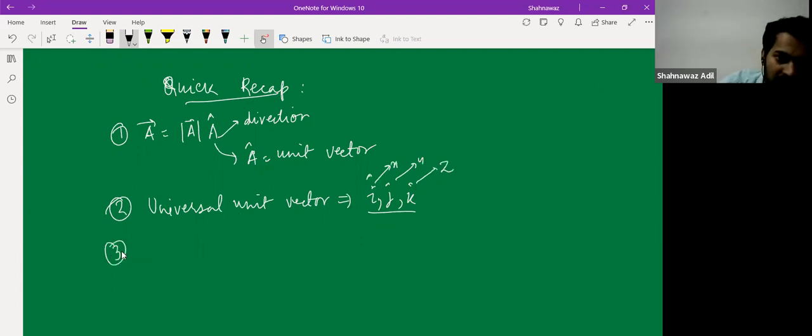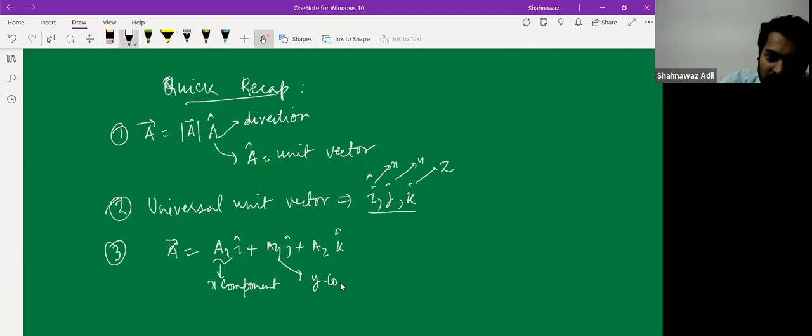And thirdly, we learned that we can write any vector in the form of the components of these three vectors. So this is AxI, AyJ and the third one is AzK. So this is the X component of the vector. And this was the Y component. And this was the Z component.